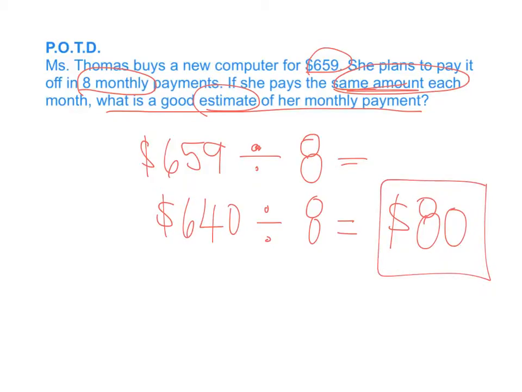So Miss Thomas would have to pay about $80 each month if she's going to pay off her computer in 8 months. Okay? Is she going to have to pay a little more than $80 each month or a little less than $80 each month in order to make her payments? Nathan? Yeah, we know she's going to actually have to pay a little bit more than $80 each month because 640 is less than 659.